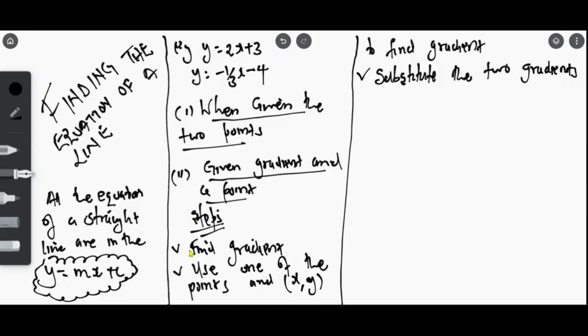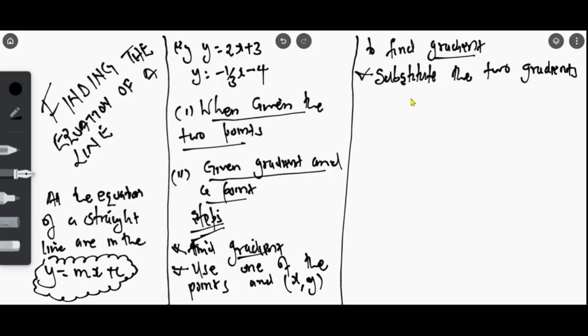So these are the simple steps that I'll be following here. When I want to get the equation of a line, I'll first of all get the gradient of that line. Then I use one of the points and xy to find the gradient. Then by this time, I'll have the first gradient and the second gradient. Then the last step will be to substitute the two of them. So these are the 3 steps.